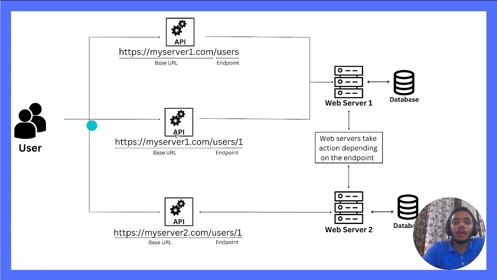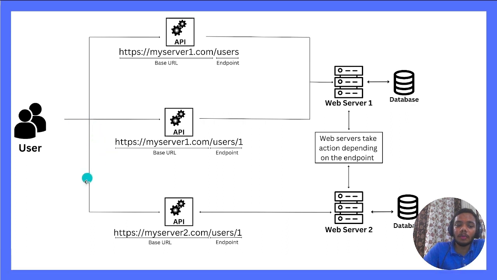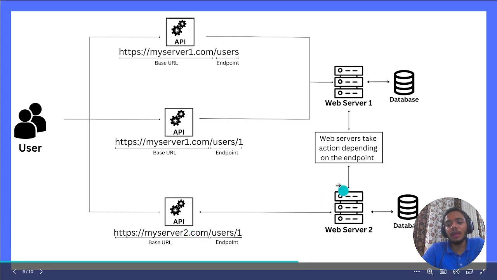Now, let's say in my web application, I want to access web server 2. So I need to change my base URL to myserver2.com. Now, as soon as I change the base URL to myserver2, whenever I initiate a request, it will automatically validate my request and send it to web server 2, because the API knows that now it needs to be handled by the second web server.